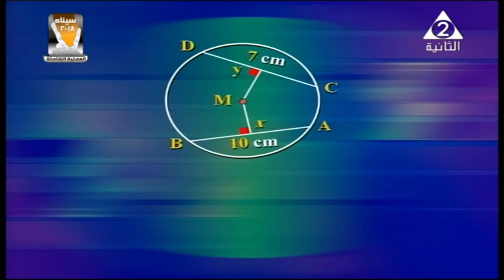Then, if you have a figure like that, you have circle center M, DC 7 centimeters, AB 10 centimeters. Yes, the longer chord has the shorter distance. So what's the relation between MX and MY? That's correct. You are going to notice that MX is smaller than MY.